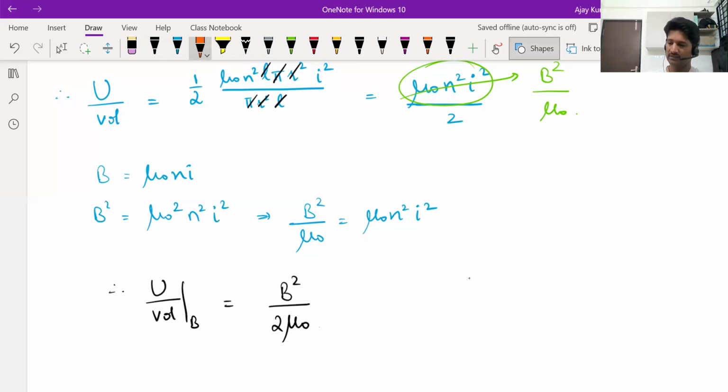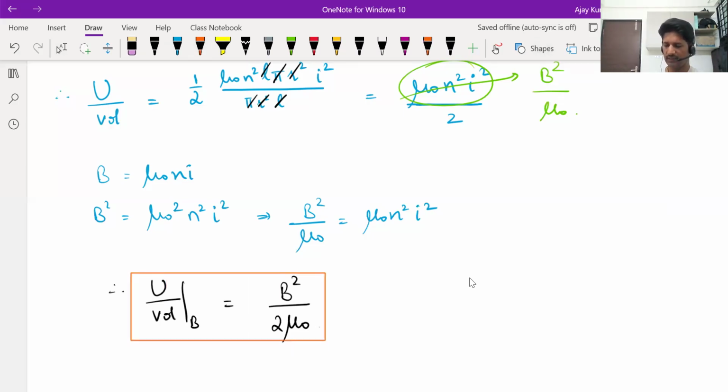Okay, we derived this result using a solenoid because in a solenoid a uniform magnetic field is produced. It's easy to write the volume and all, but the result is true in general. Anywhere, if a magnetic field B is present, the energy per unit volume in that field is B squared by 2 mu naught. And the formula is very similar to the energy density in an electric field.